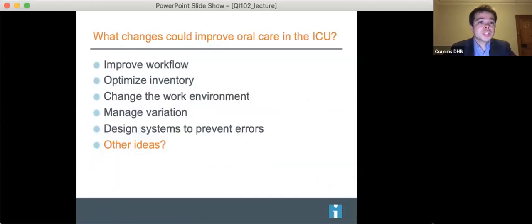So what changes could improve oral care in the ICU? Well, there are different ways. You can improve workflow, you could optimize the inventory, you could change the work environment, you can manage variation, and you could design systems to prevent errors. So if you could maybe think of one or two ideas in those categories and pop them on the chat function just now.